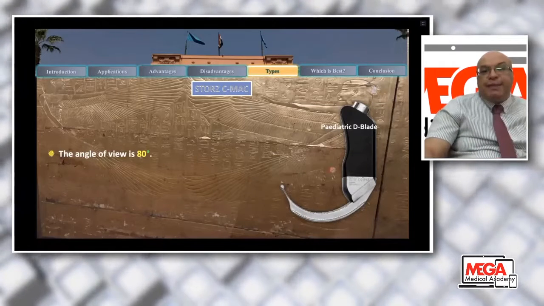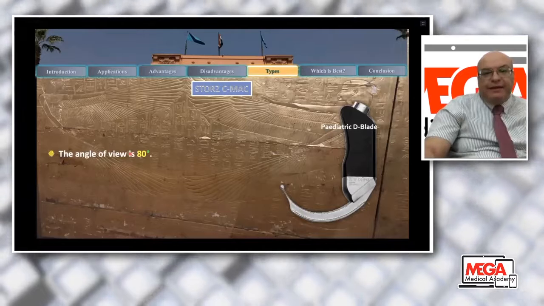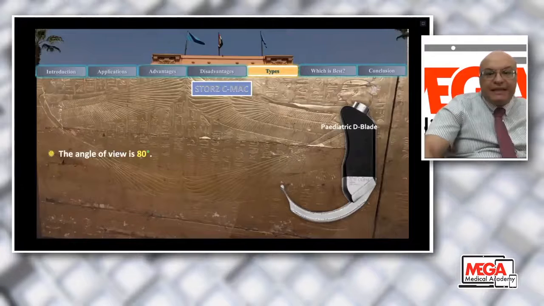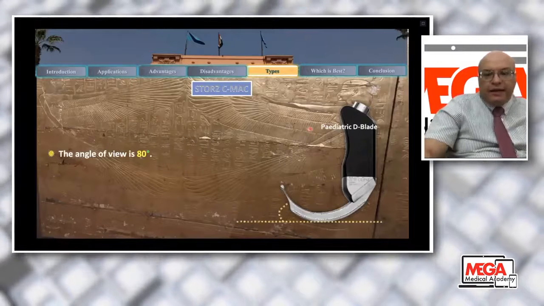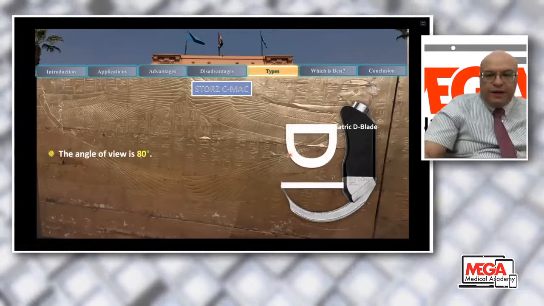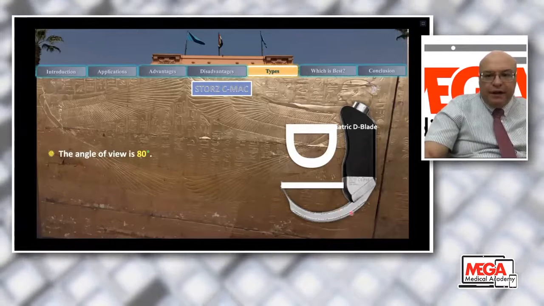CMAC with D blade, the pediatric D blade, has the largest angle for a curved blade available in the market. From its name, letter D, you can see the angle is 80 degrees, and this is the letter D because if you draw a line here, you have a D shape. Here is the D shape.